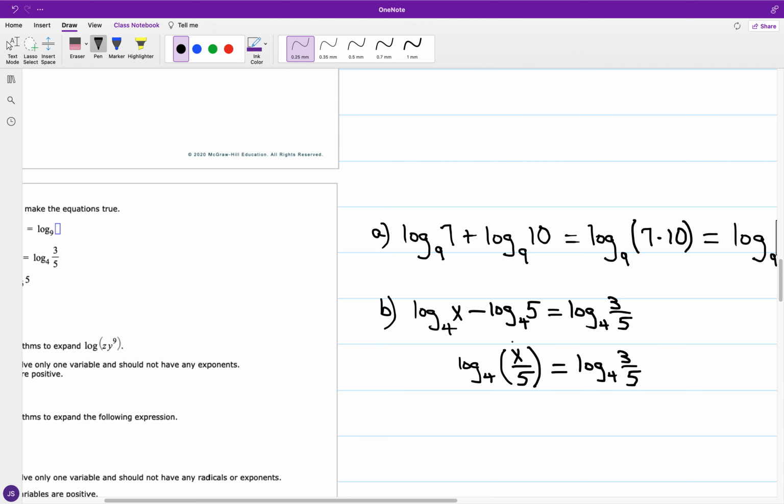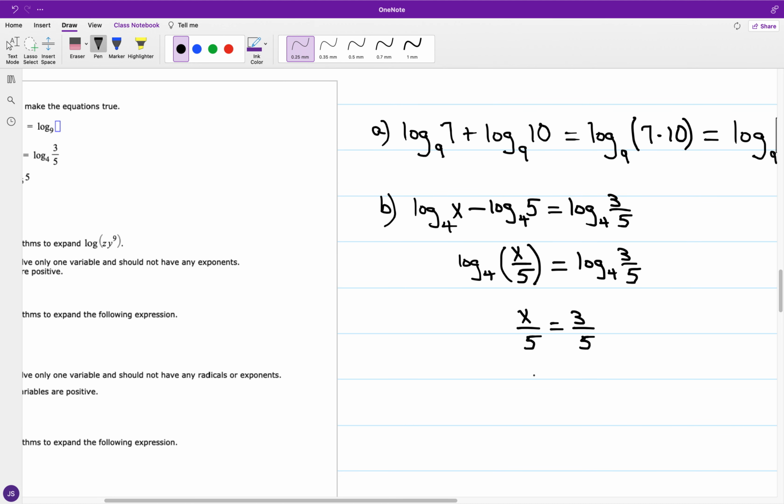So x, from a positive base 4 logarithm, is at the top, and 5, from a negative, is at the bottom. We have single base 4 logarithmic terms, and I can take care of the base 4 log and set the attachments equal to each other. So x over 5 is equal to 3 over 5. We have proportions, and it turns out that x is equal to 3.